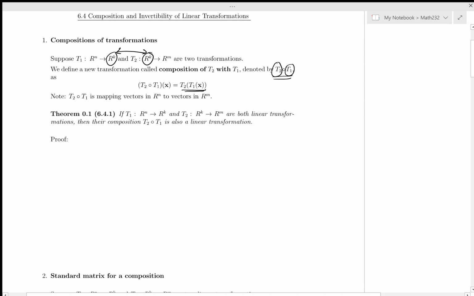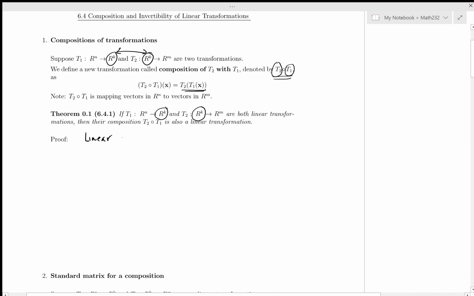That is, if we have one transformation taking us from Rn to Rk, and then we have the second transformation taking us from Rk to Rm, and both T1 and T2 are linear, then the composition of the two of them will also be linear. The proof of this is quite straightforward, and really it serves as a good reminder of what it means to be linear. So I'll just write that out as a reminder.